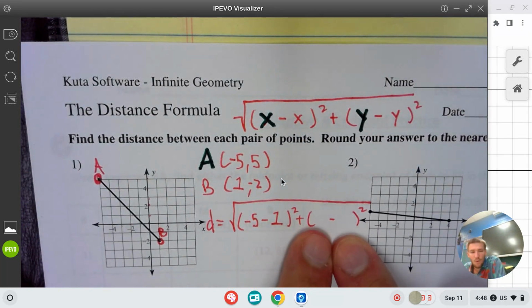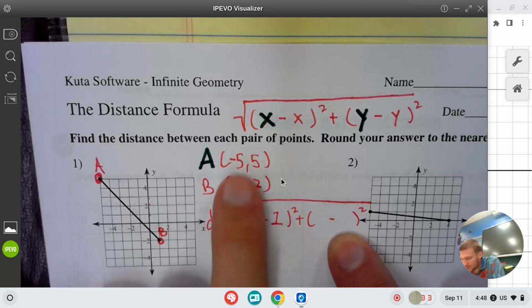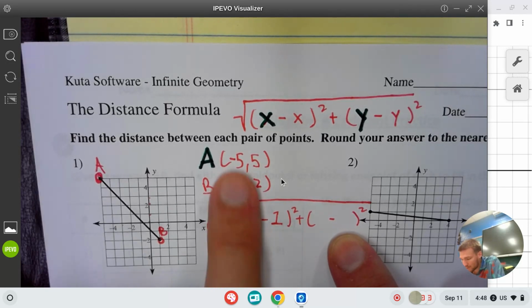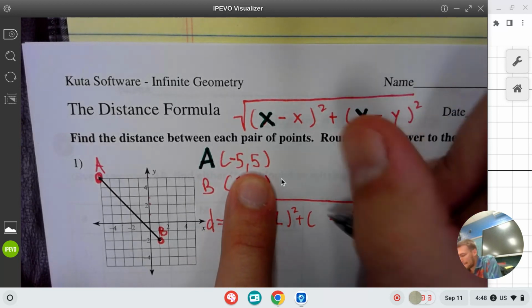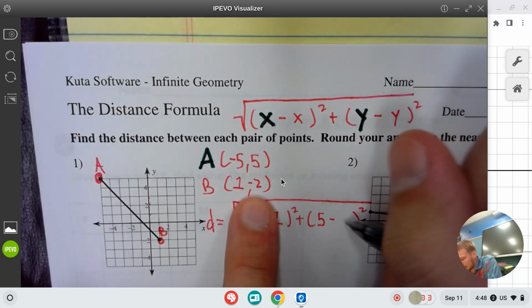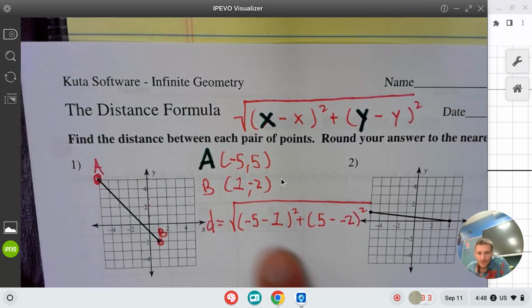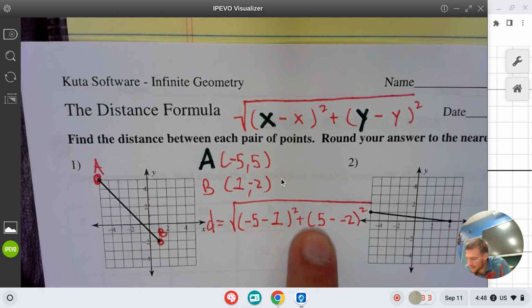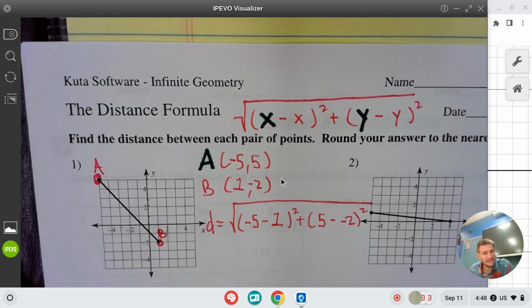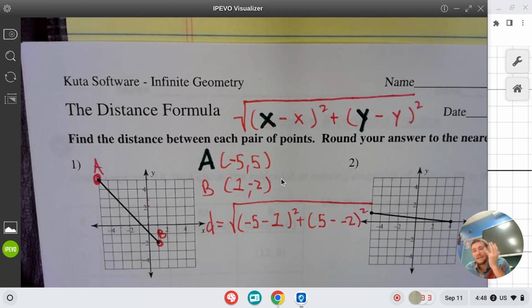Now when I go to do my y value, because A went first and B went second, I have to choose the same order. A must go first and B must go second. Now you can see in here that these signs, negative 5 minus 1 squared plus 5 minus negative 2, get a little confusing. That's basically the only difficulty with this. I was actually doing a question earlier today and I wasn't paying attention and I wasn't focused, and I got it wrong. So take your time, get these negatives right.